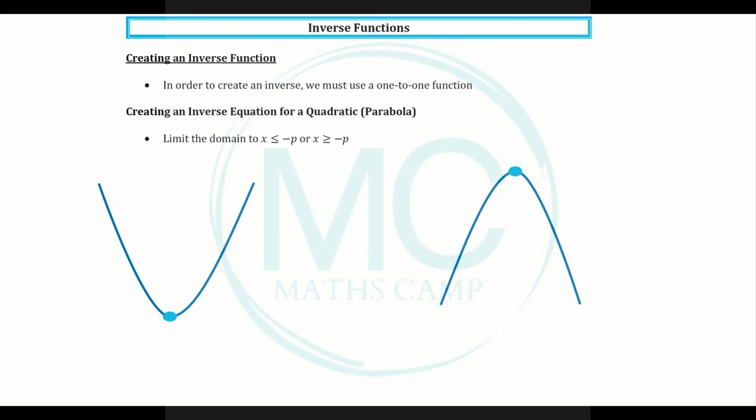For the parabola on the left, if we limit the domain, we can consider values smaller than the turning point, and it will look like this, or values from the turning point onwards, and our function will look like this. This is now a one-to-one function, and we can do a similar thing on this side as well.